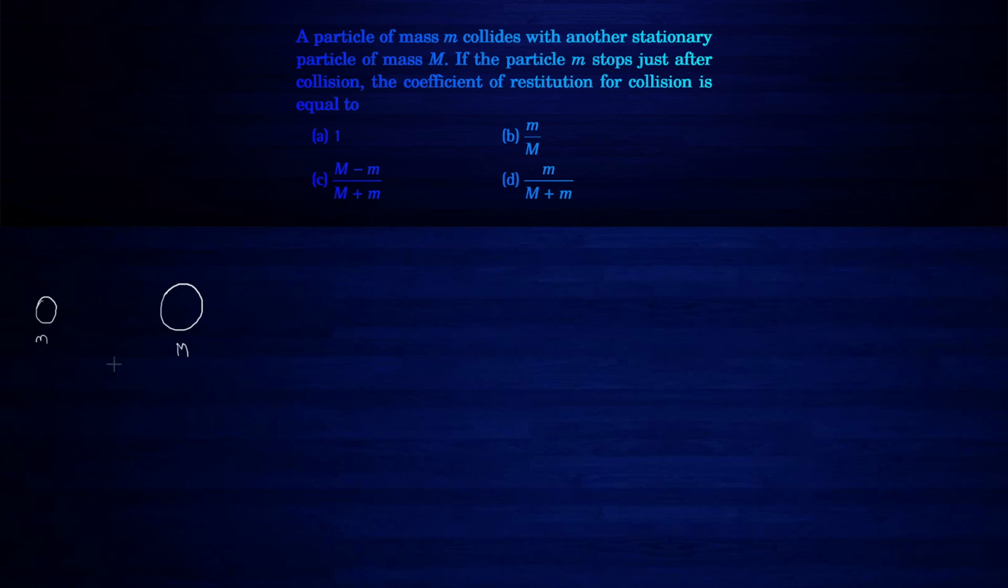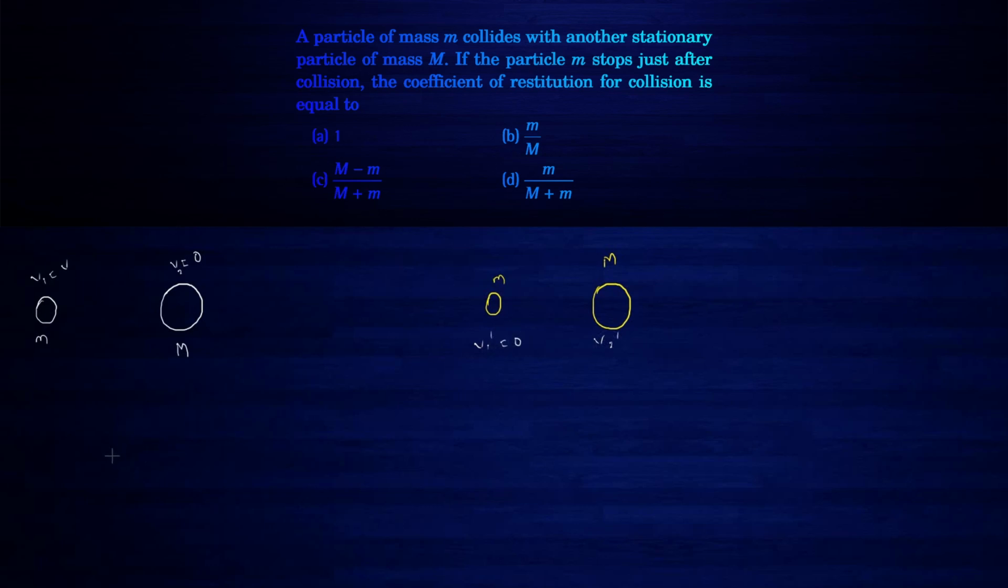So after the collision, let this be the situation: m, and this is capital M. So we have v equals 0, v1 is equal to some v, and let this be v1 dash and this be v2 dash. We know v1 dash is equal to 0.